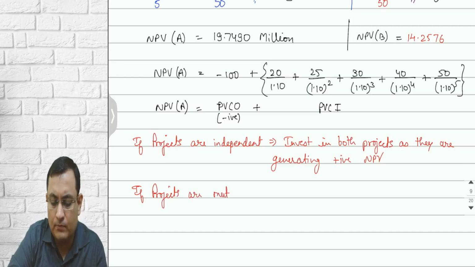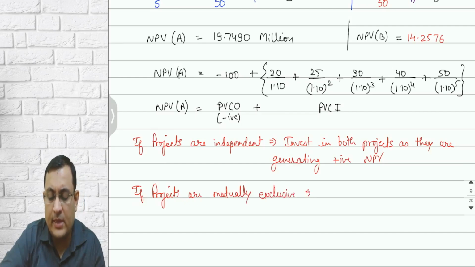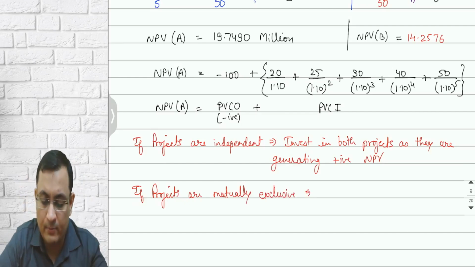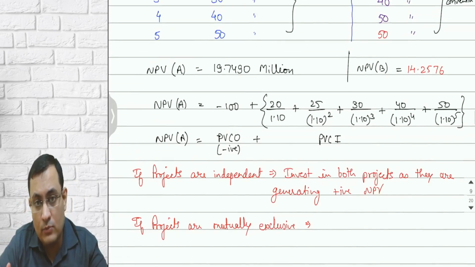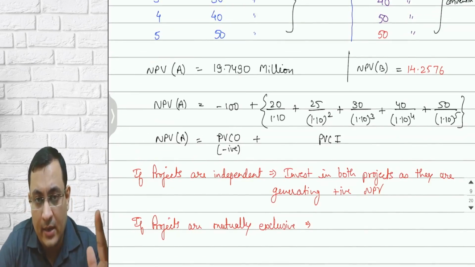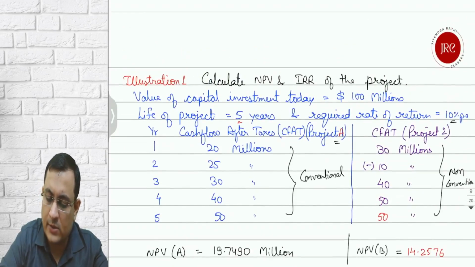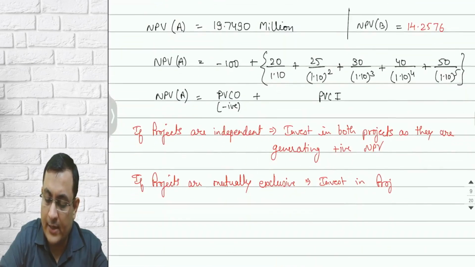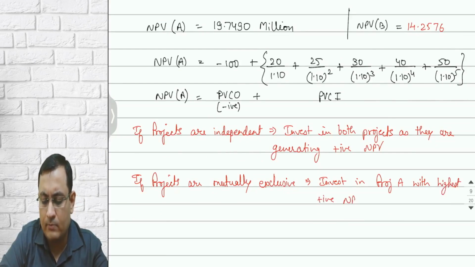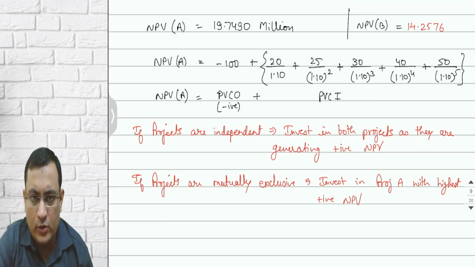Now, second case, if projects are mutually exclusive, what do you mean by this? It means investing in one is rejection of the other. Which project are you going to select? Though both are profitable, we will select the project generating higher profitability. Invest in project 1 or A or 1. This is A and this is B. Invest in project A with the highest positive NPV. So I hope everyone understood the calculation of NPV.